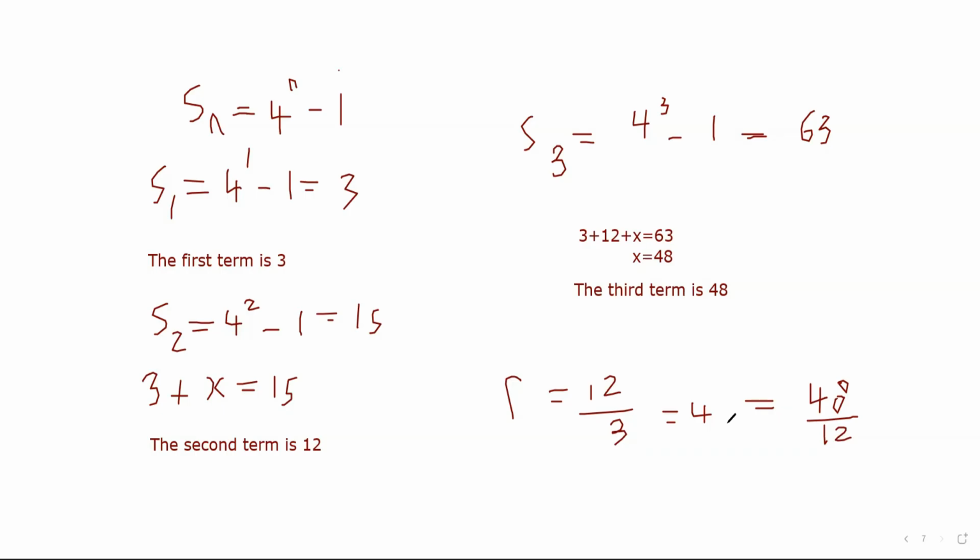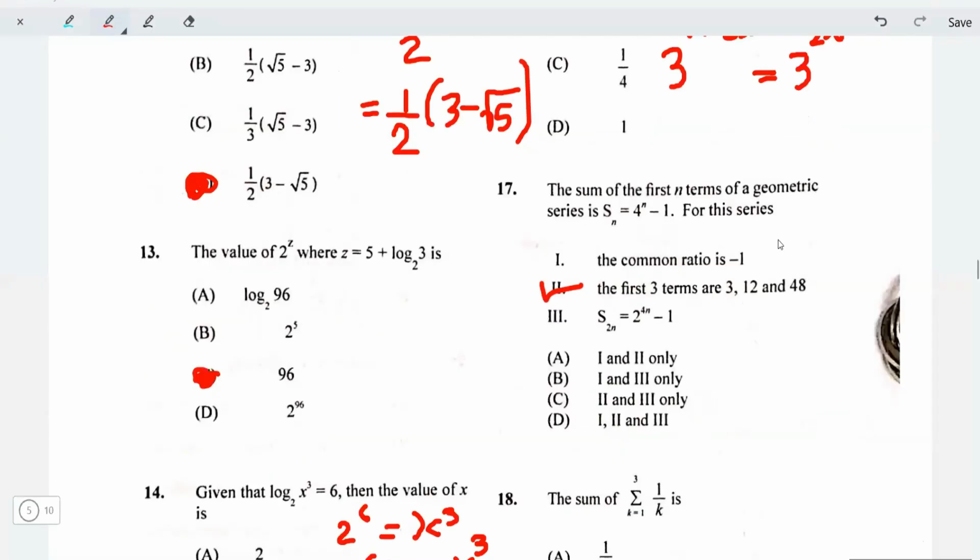And so because the common ratio is 4, this one is not true. Common ratio is not -1, so this one is wrong. Anything we do one wrong, so it is clearly option C. Easy. So, all right.